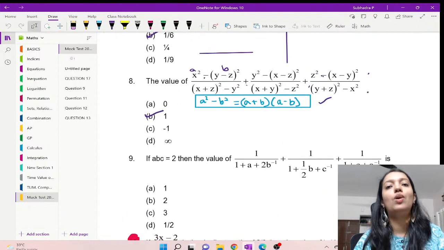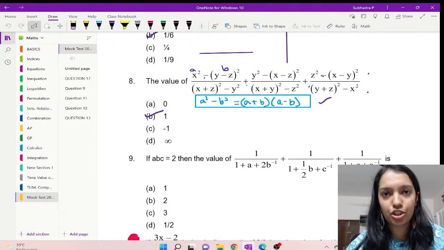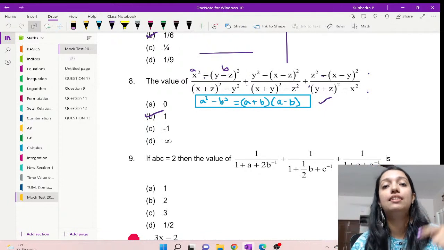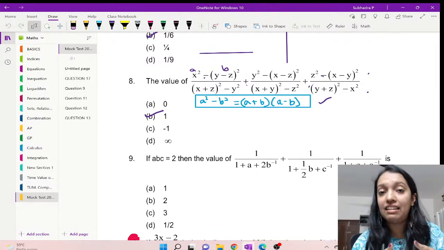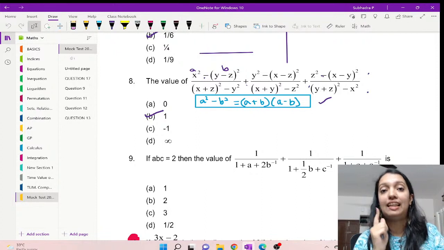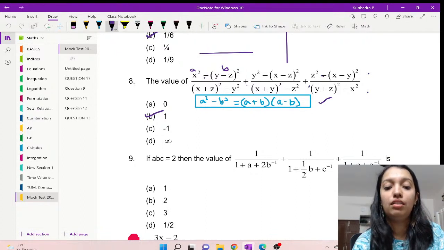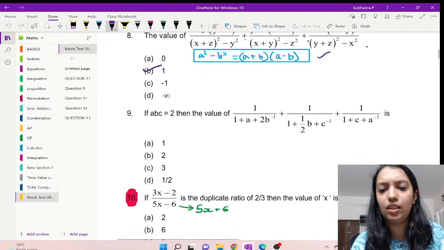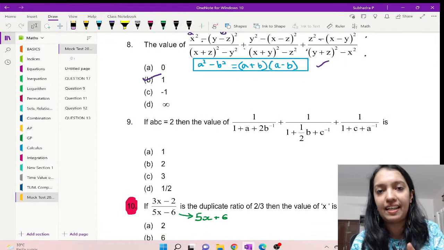Directly, wherever you have a very lengthy equation, provided it has a numerator and denominator, that means it's in the form of a fraction and it has both plus sign and minus sign. So the two conditions have to be satisfied, then your final answer will be 1. Going ahead for the 9th question, you can do such questions directly.